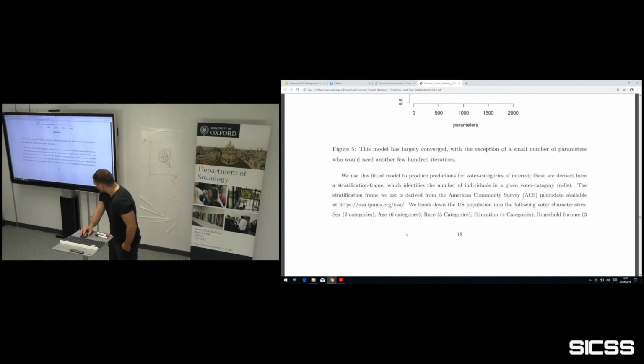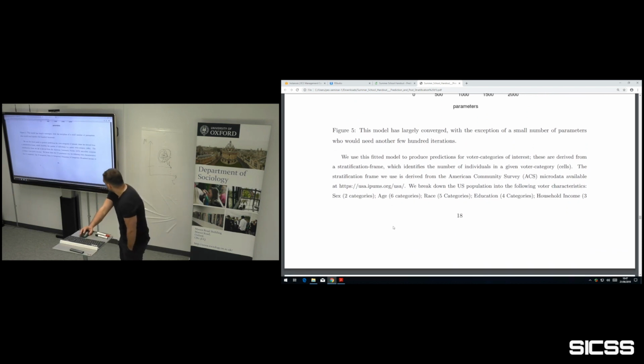Okay. So we have this model, and it converged. The fact that it converged means that now we have this predictive machine, and we can use it to make predictions about individual categories or categories of interest. Which means that we need to set up these categories of interest. We need to find out how many people from a specific category lie in the state of Texas, for which we want to make the prediction.